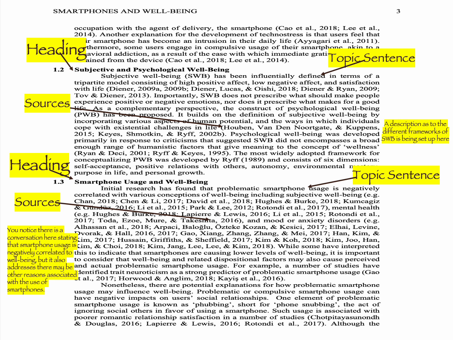The most widely adopted framework for conceptualizing PWB was developed by Riff and consists of 6 dimensions: self-acceptance, positive relations with others, autonomy, right? And so forth, right? It's going to go on and give these the six dimensions, so to speak.